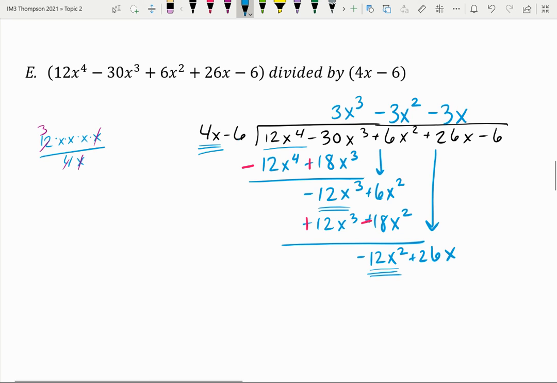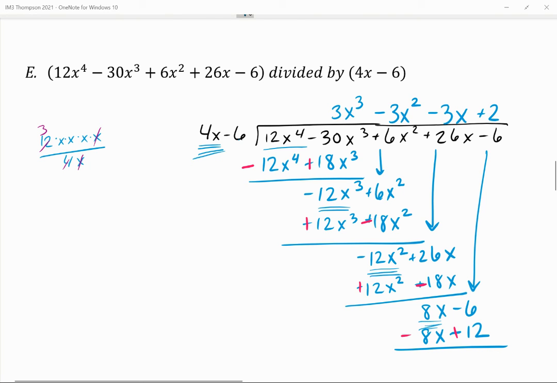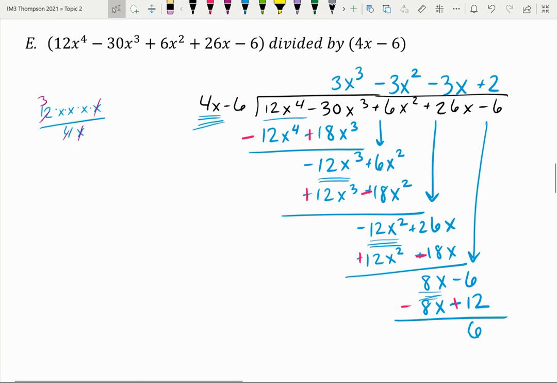And distribute negative 3x times 4x, and negative 3x times negative 6. Get an 8x and then minus 6. And now I'm putting 4x into 8x. It goes in 2 times. And I'm left with the remainder of 6.